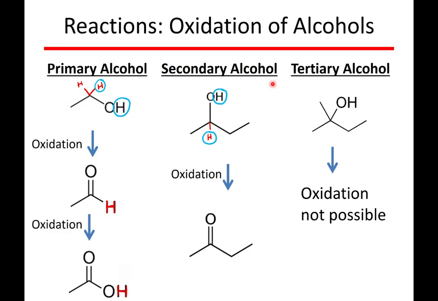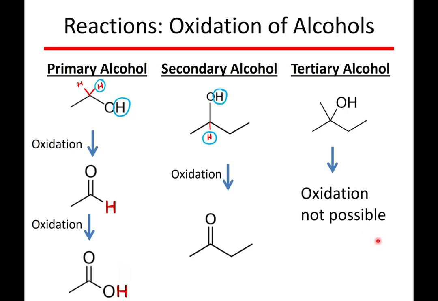If you're dealing with a secondary alcohol and the problem is telling you that it's being oxidized, then the only possible product that you could make would be a ketone, right? And you should be able to predict what the product is, because all you're doing is removing these two H's and then making the ketone functional group by making the double bond to oxygen. If you're told that you have a tertiary alcohol and they ask you what happens if you try to oxidize it, you would say no reaction occurs.